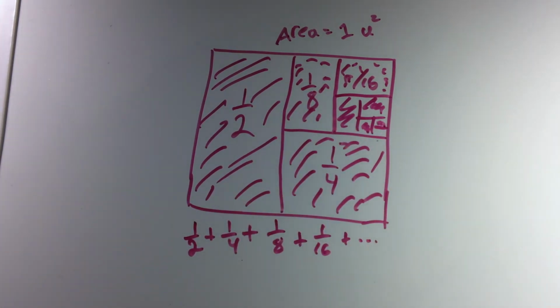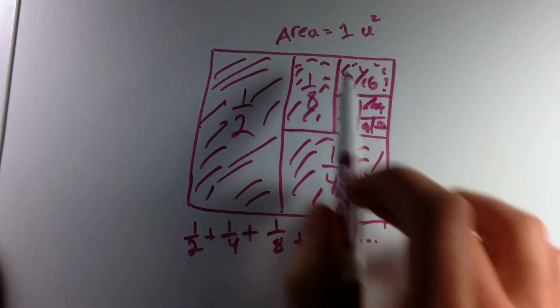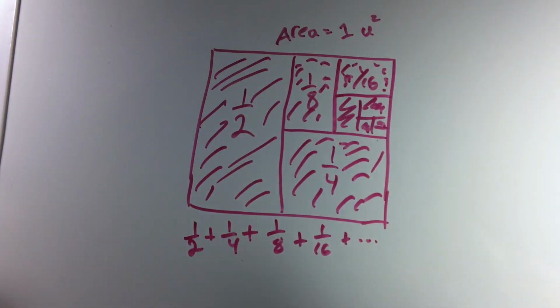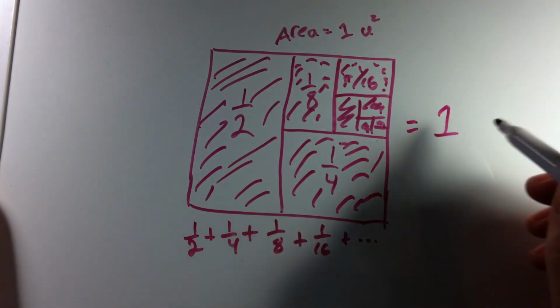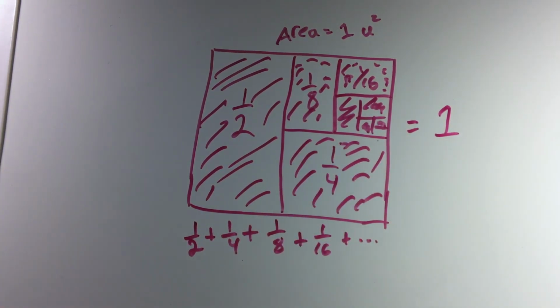We can see that eventually, if we go to infinity, we'll keep adding until we have this whole space filled, which is just 1 unit. And so that's how visually we can see how this infinite series adds up to be 1.